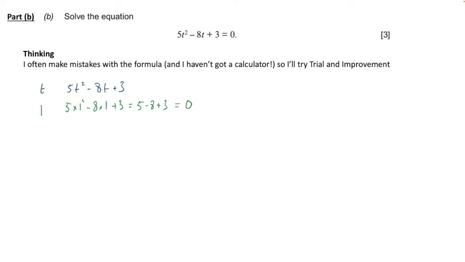But assuming that doesn't occur to you, or you're still not wanting to do a factorisation, we'll carry on with trial and improvement. So let's go below 1.